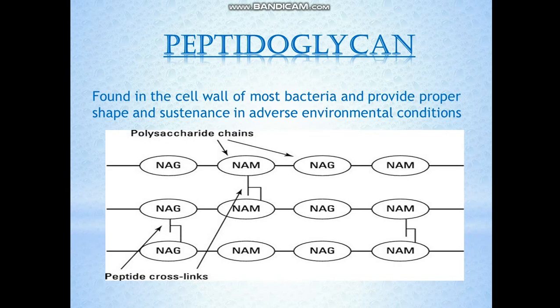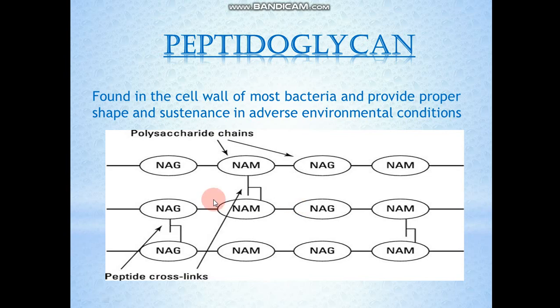Peptidoglycan, can you see the repeating unit? It is N-acetyl glucosamine and N-acetyl muramic acid. I have written only the short forms. Here you need not learn the structure of N-acetyl muramic acid, but you already know the structure of N-acetyl glucosamine. So glucosamine is okay.